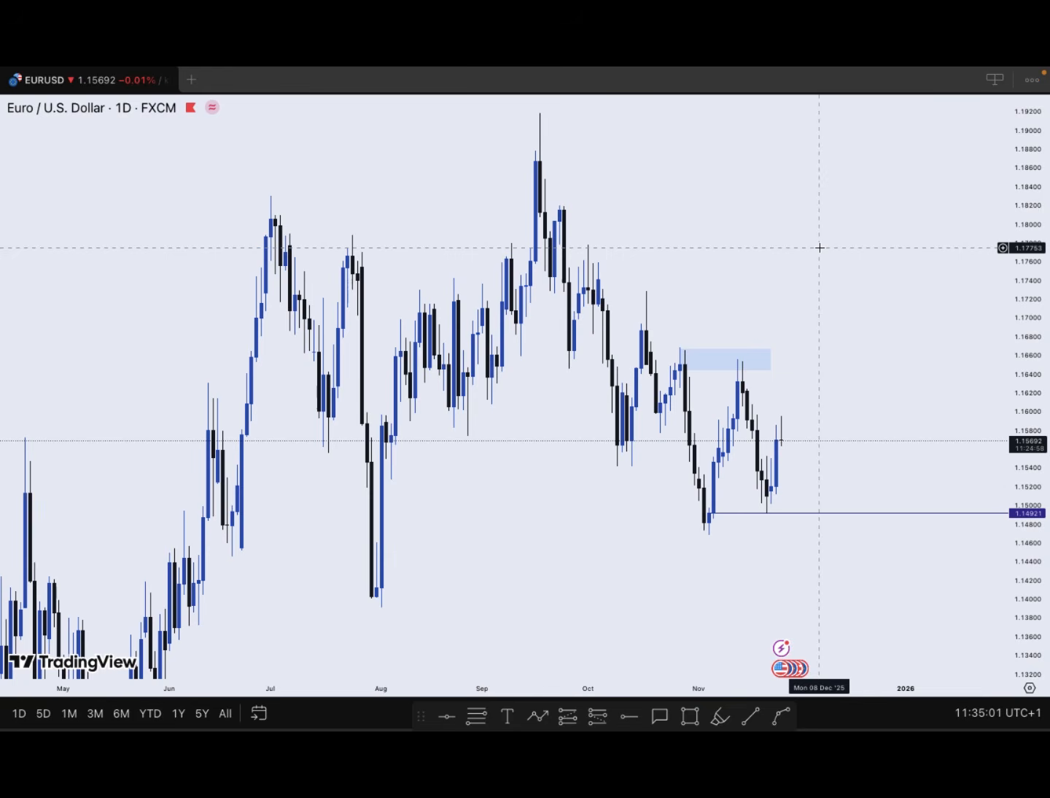But today I want to explain directional bias, because I understand that's where people find it very difficult in trading, determining the direction of the market.